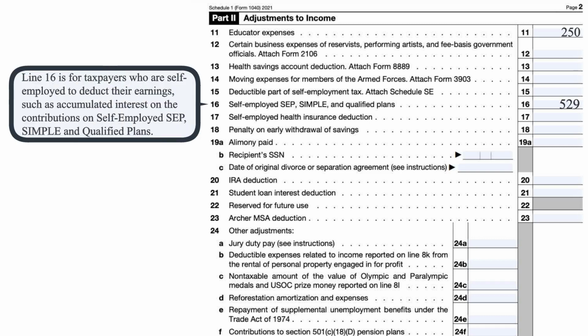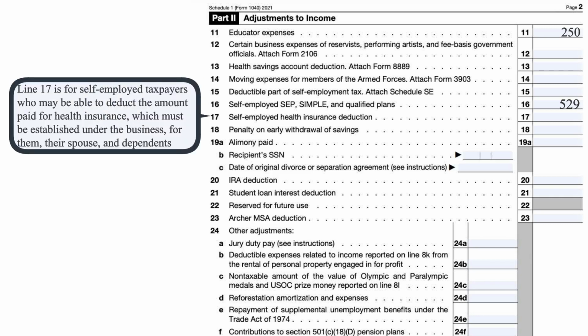Moving on to line 16, which is for self-employed taxpayers to deduct their contributions to self-employed SEP, SIMPLE, and qualified plans. Line 17 is for self-employed taxpayers who may be able to deduct the amount paid for health insurance, which must be established under their business for them, their spouse, and dependents.